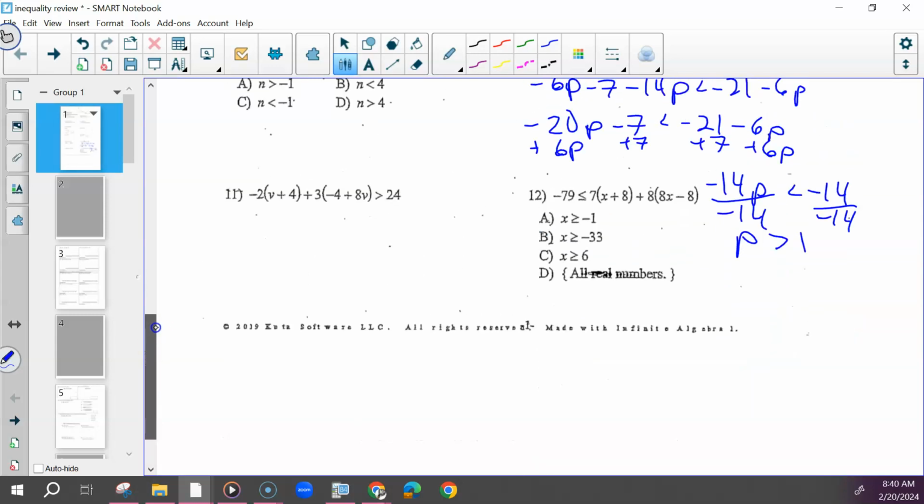And then it didn't say this, but to practice your interval notation, if you imagine that this was on a number line, this would start at 1 and keep going to the right.